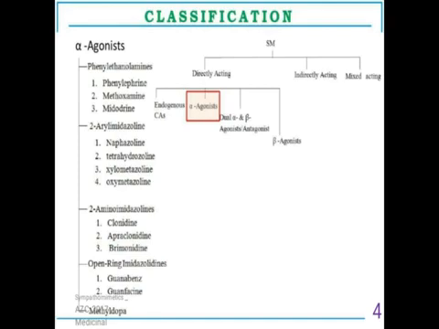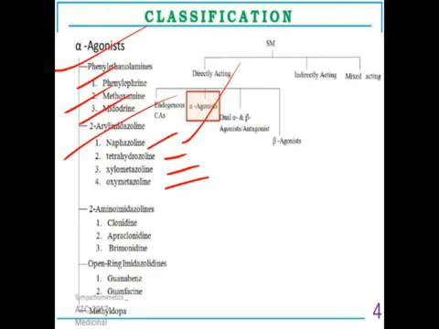Then the second part, that is the alpha agonist activity, or drugs having alpha agonist activity. Due to the phenylethylamine, which is the basic nucleus, we have phenylephrine, methoxamine, midodrine. Then due to the aryl imidazoline structure, naphazoline, tetrahydrozoline, xylometazoline, oxymetazoline. Then 2-amino imidazoline, that is clonidine, apraclonidine, brimonidine.